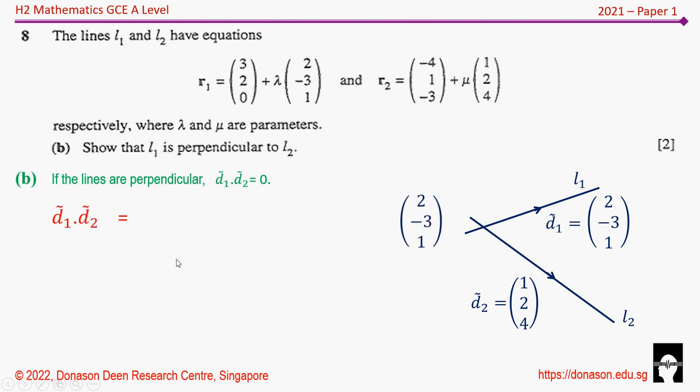So what is my d1? d1 is 2, minus 3, 1 dot with the direction vector of the second line, which is 1, 2, 4. So there we have it. So now let's simply perform the dot product.